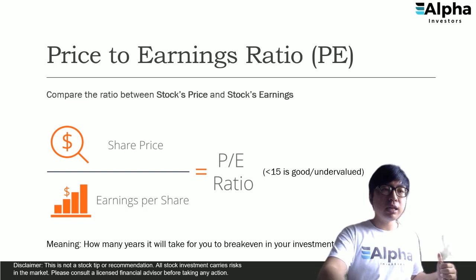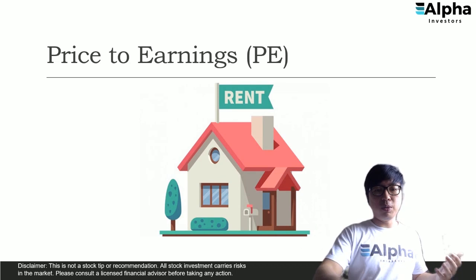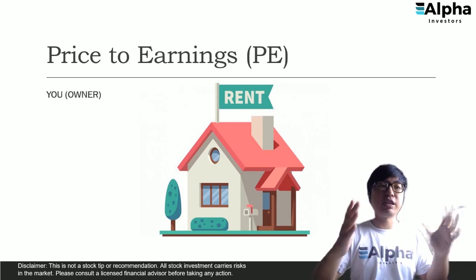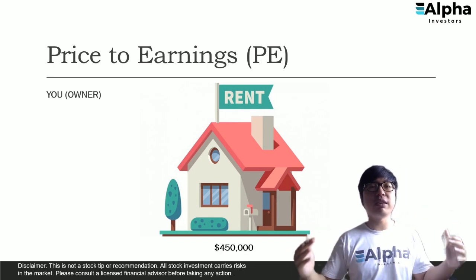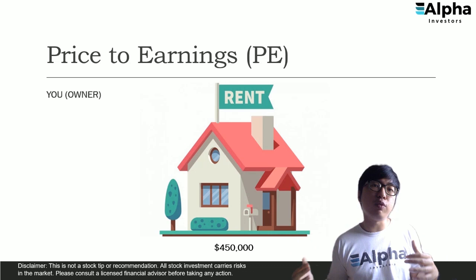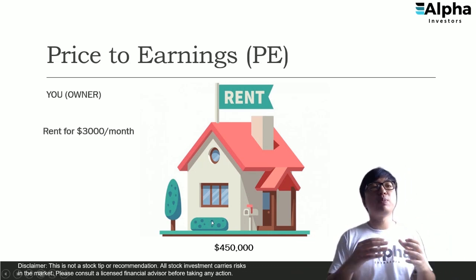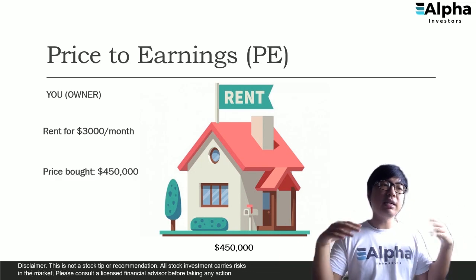Okay, so let's go for a quick example. Price to earnings ratio: imagine you're a house owner and you're going to rent out this house. Before you rent it out, you purchase this house at $450,000. Now you rent it out for around $3,000 per month for the house you just bought at $450,000.